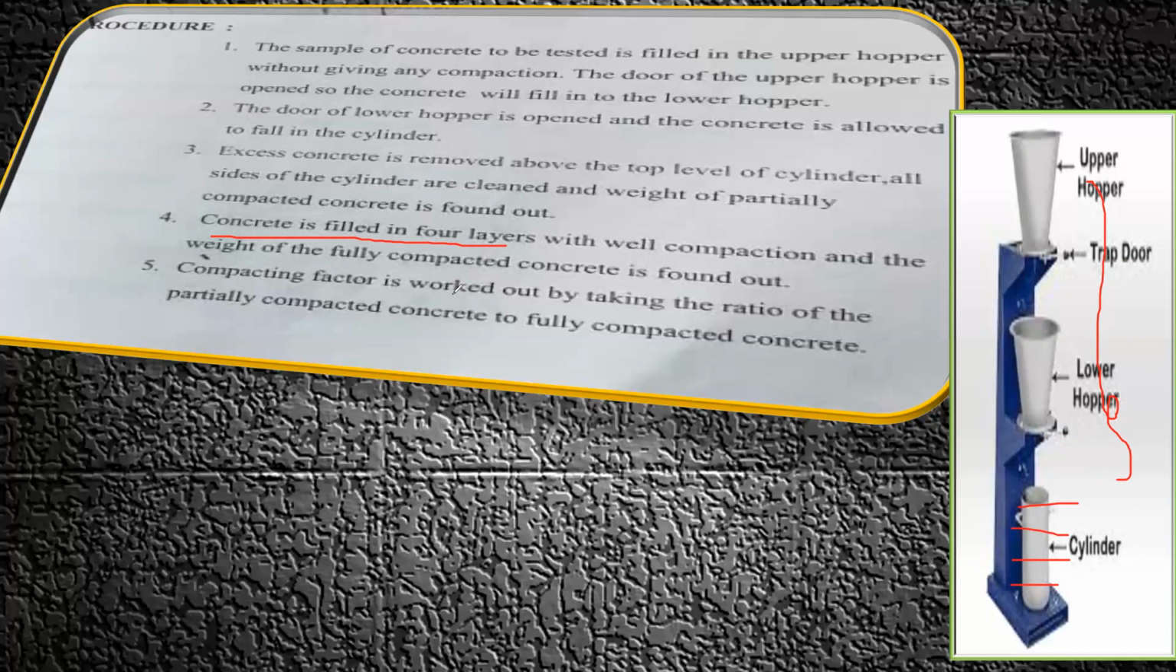So the compacting factor is worked out by taking the ratio of the partially compacted concrete. What is partially compacted concrete? The concrete which you allowed to fall through this hopper, that was partially compacted, because I had not done any compaction there. But concrete has certain ability to compact, hence it is called partially compacted. To the fully compacted: when we added it in four layers, I had done enough tamping here, so as a result there is compaction. You have to weigh that. If you take the ratio of that, you're going to get the answer. So this is the entire procedure of my compaction factor test.